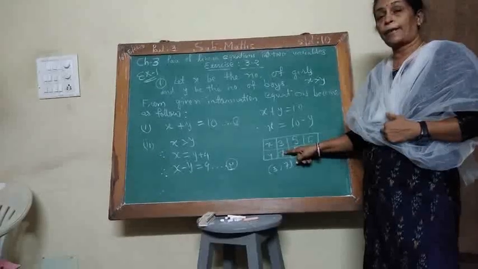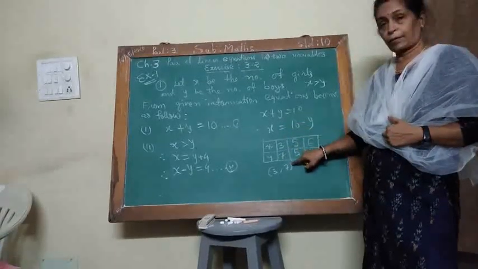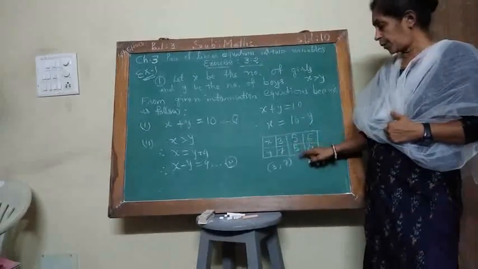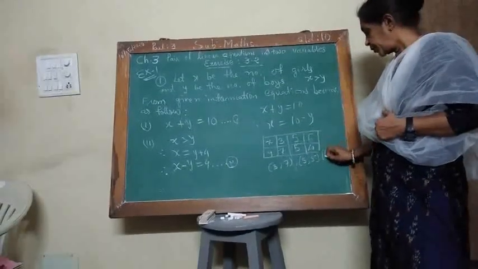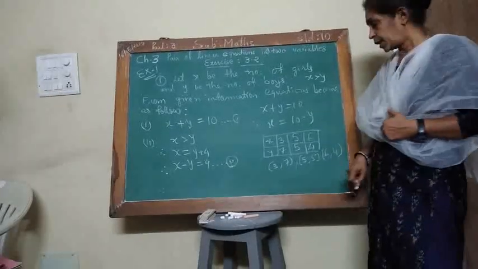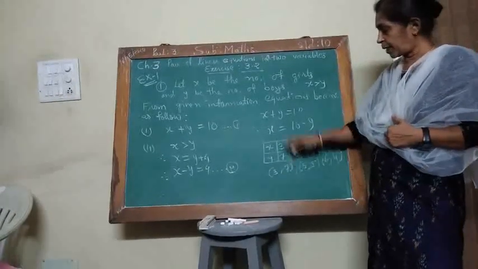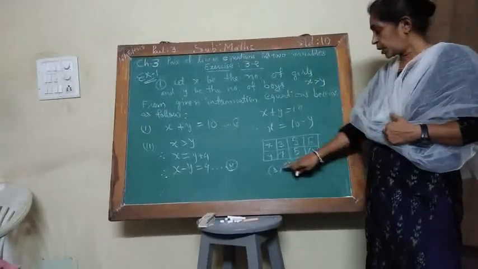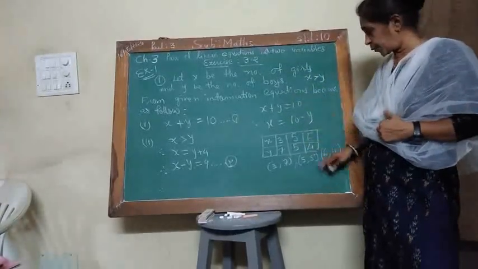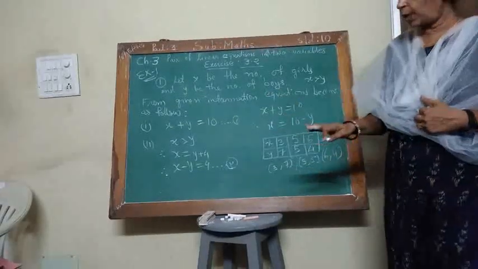Don't put 7, 3; put 3, 7. Okay. Then 5, 5, the other ordered pair. Then 6, 4. Clear? This is the way you have to plot the graph, with the x-axis and y-axis, and 3, 7; 5, 5; 6, 4, and you will obtain the graph as I have shown you.